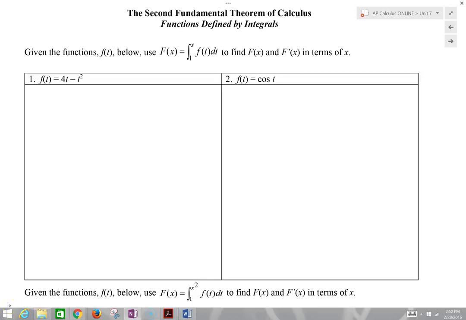Alright, this is day 57 of AP Calculus with Sparks. We're going to talk about the second fundamental theorem of calculus. Given these functions we have below, we're going to use the fact that F of x equals the integral from 1 to x of f of t dt to find F of x and F prime of x.